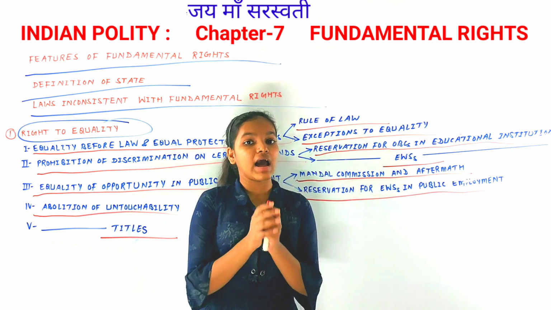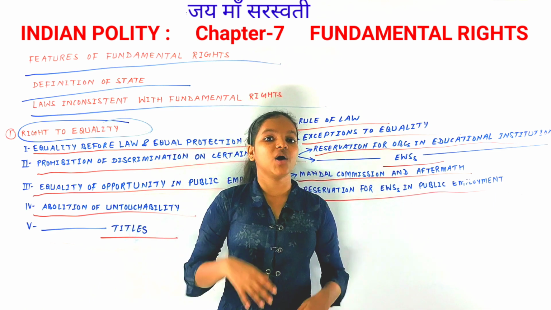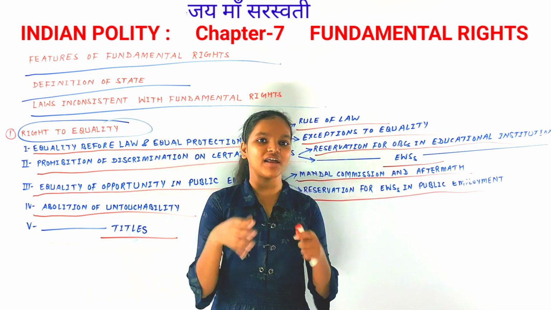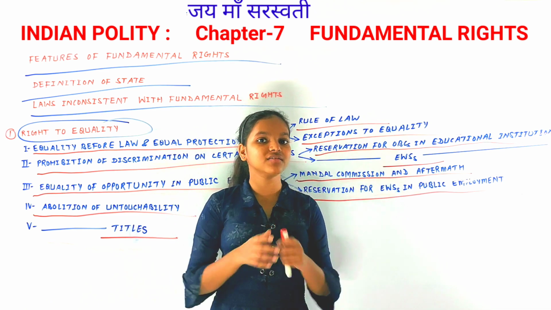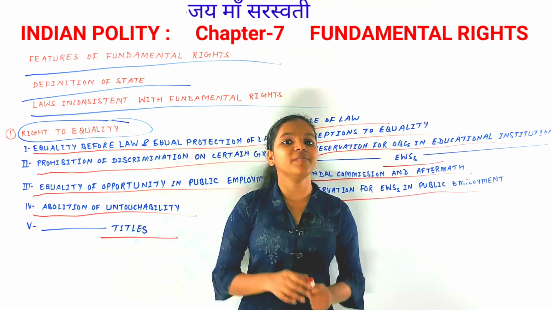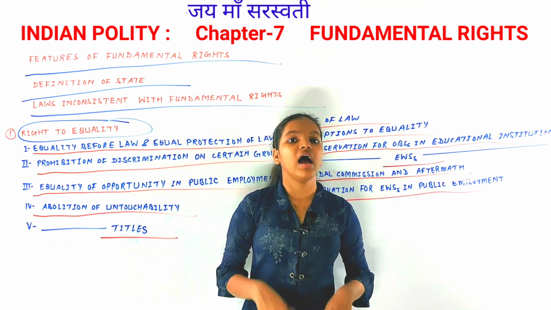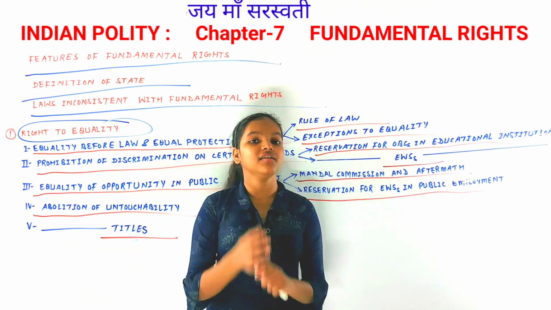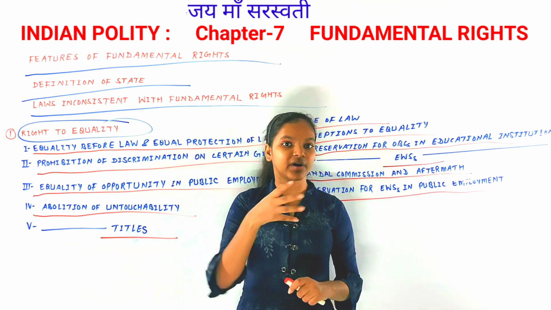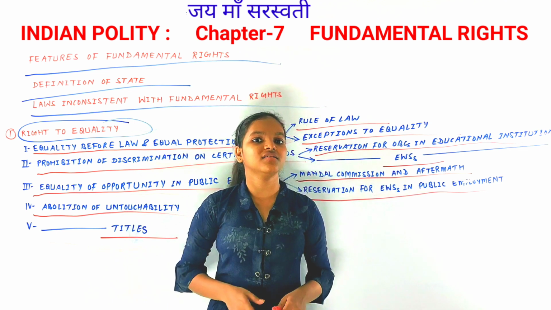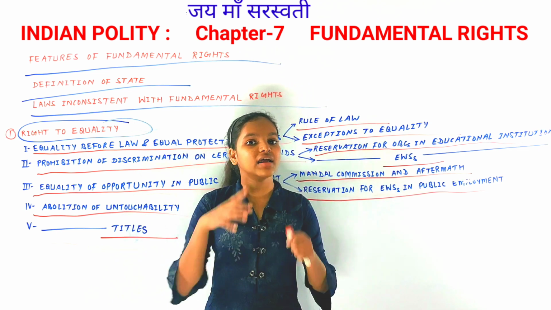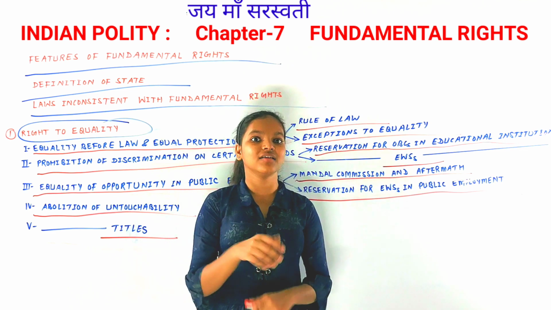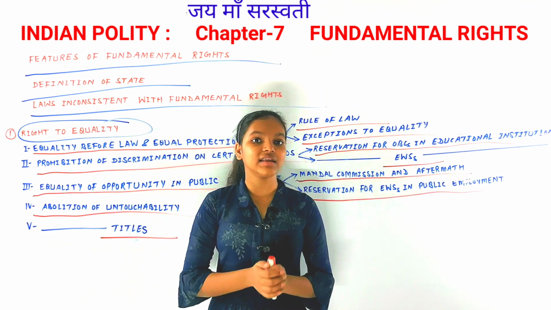So Article 18 abolishes hereditary titles like Rai Bahadur, Raj Bahadur, and many more. Article 18 prohibits all hereditary titles. However, in 1996, the Supreme Court held that national awards like Padma Bhushan, Padma Vibhushan, Bharat Ratna are not titles.